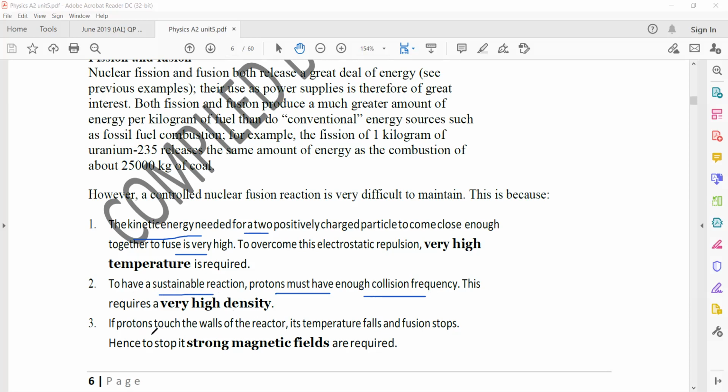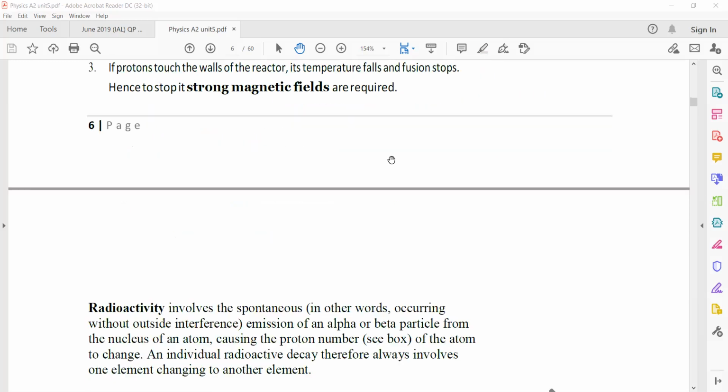And we don't want the protons to touch the wall, because if the temperature falls, the fusion stops. So to prevent that, a strong magnetic field is required, so that the protons do not touch the wall of the container, otherwise they will lose energy and the reaction will stop.